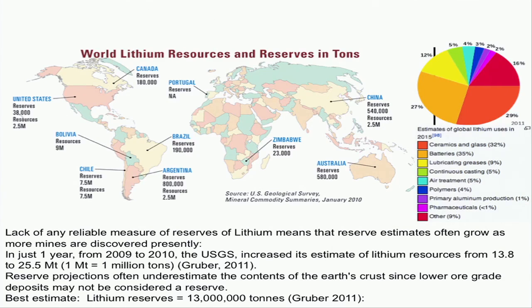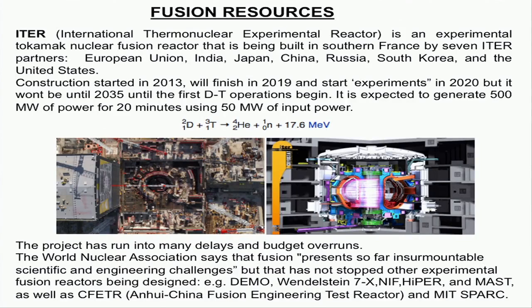So things are changing very rapidly as new sources are discovered. So most reserve projections are probably underestimated. The best estimate is around 13 million tonnes, for example, from 2011. So we have to think about the reserves of these other elements that might be useful in production, in reactors such as fusion reactors to generate electricity.